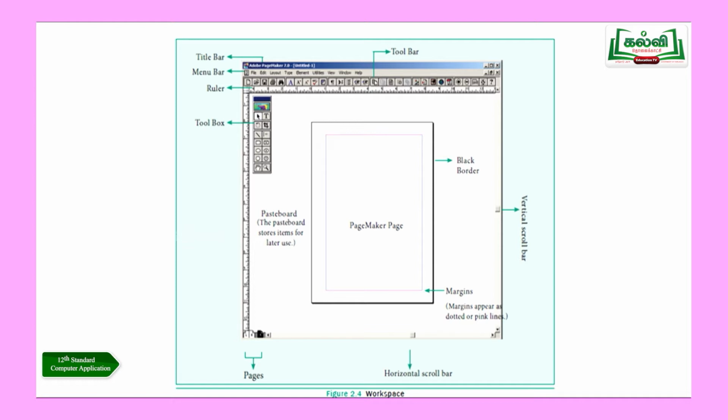Then, followed by the black border, we have the left margin, top margin, bottom margin, and the right margin of the text. Below, you have the pages. There you can see the number of pages of the document where we are going to design. Then we have the horizontal scrolling bar and vertical scrolling bar. So I want students to have a good look at this image and memorize it so that it will be very useful for them in the examination.